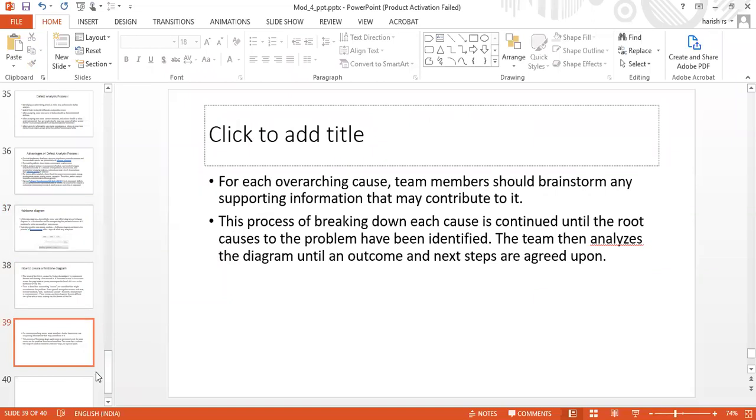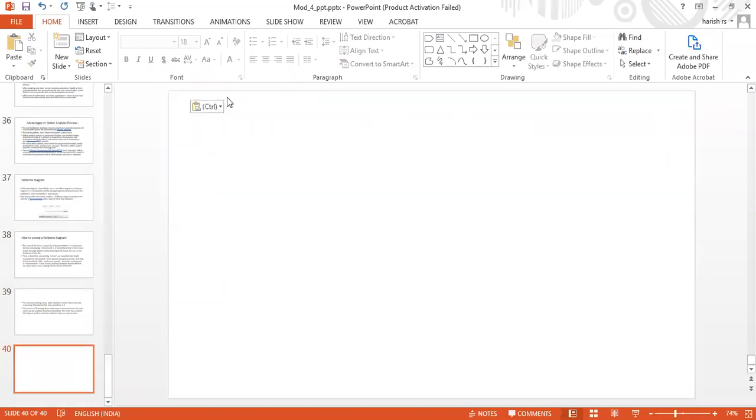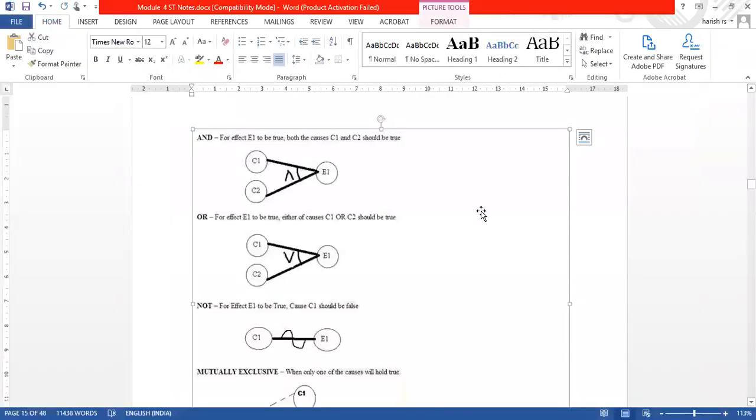So now let us see what we can do further. Some explanation which you have to know. The symbolic representations, what we have to know, we will just see here. You can represent, see, C1, C2 is the cause. E is an effect.